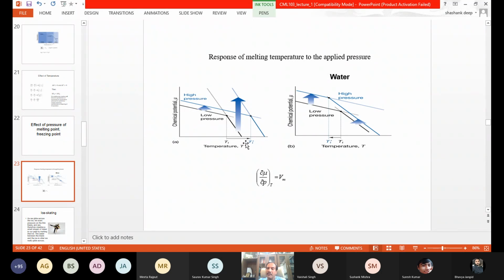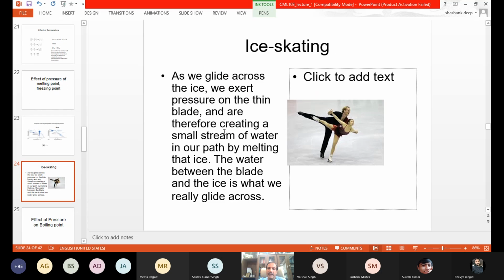So please keep that thing in mind. And that's why water is a very unique liquid. All right. Again, as I discussed, as we glide across the ice, we exert pressure on the thin blade. So there is a thin blade here, and we are therefore creating a small stream of water in our path by melting that ice. The water between the blade and the ice is what we really glide across.